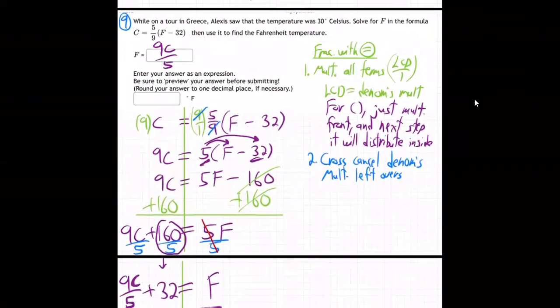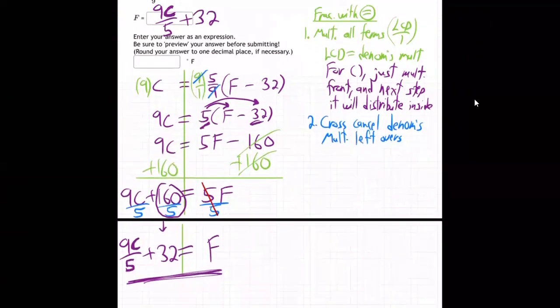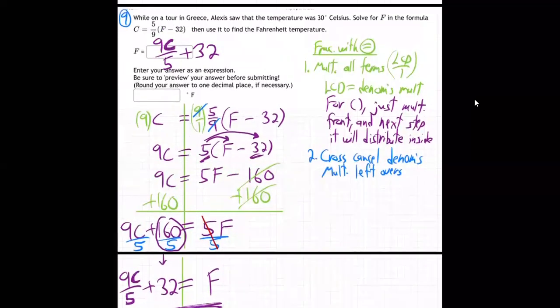9C over 5, let's see, a little bigger. Plus 32. All right, 9C over 5 plus 32. So we got F alone. There it is. That's the hard part.